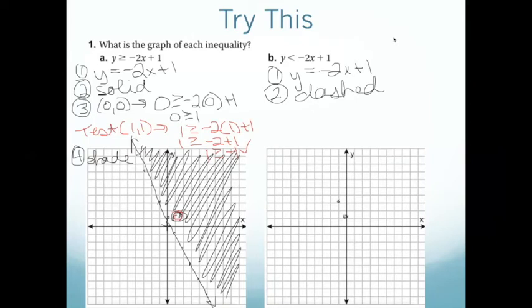This should feel familiar. The boundary is the exact same equation that we did in our previous example. However, this time our boundary is dashed.